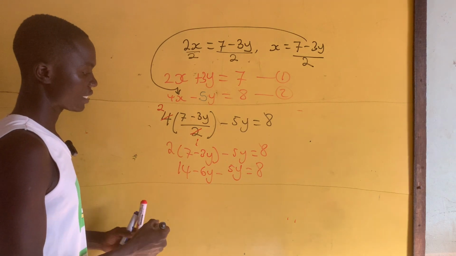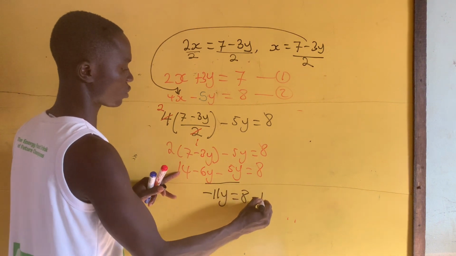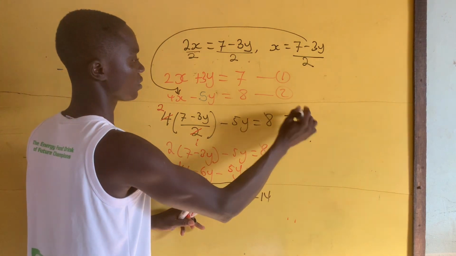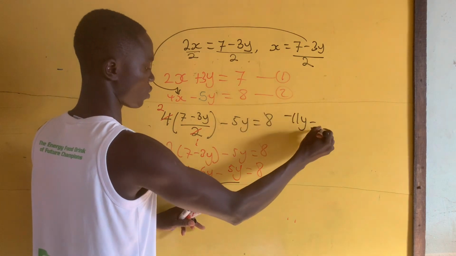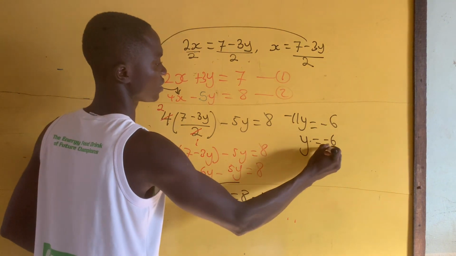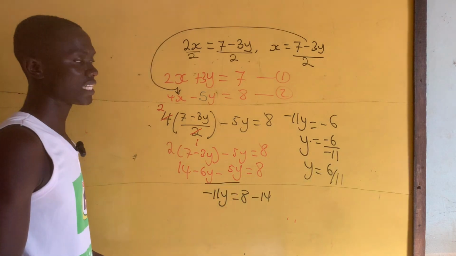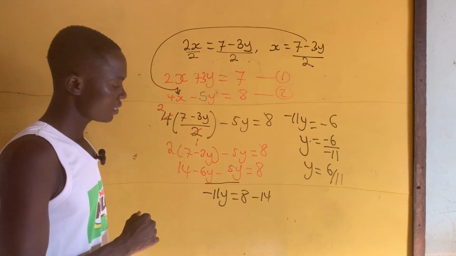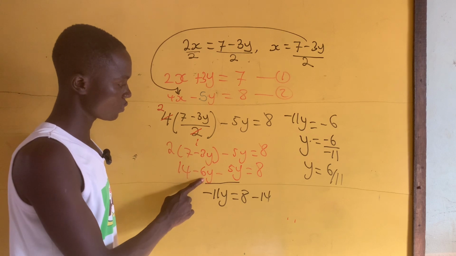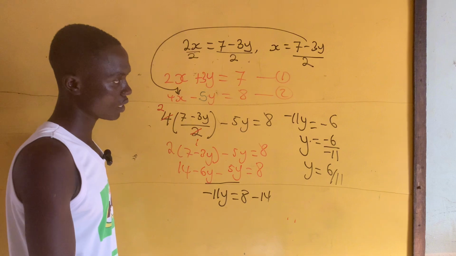And we are going to get minus 11y equals 8 minus 14. So this gives minus 11y equals minus 6. And we have y equals minus 6 divided by minus 11. y equals 6 out of 11. And that is our answer. Right? Okay, let's go back. 2 times 7 is 14, 2 times 3 is 6. And this gives minus 11. If we take this, we have minus 6.